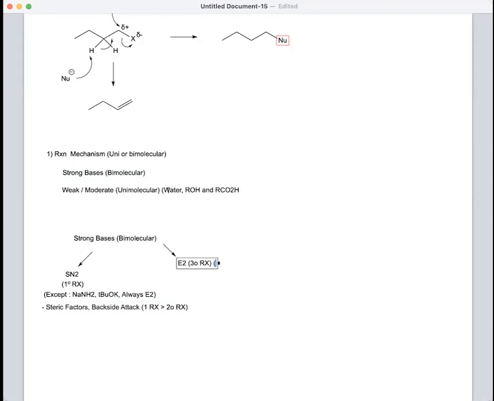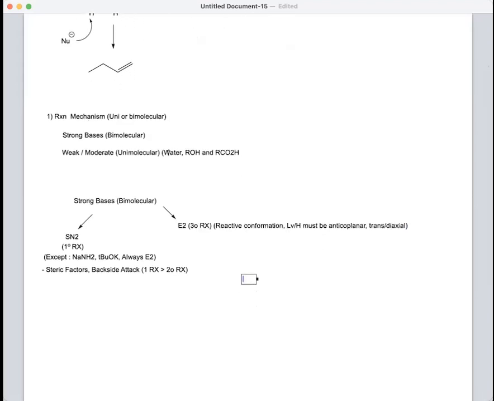Things that we need to know about E2, there is a reactive conformation, which means that the leaving group and the hydrogen must be anti-coplanar. So that's very important because that determines the stereochemistry of the final product, or if it's a cyclohaloalkane, trans-diaxial. So that's the reactive conformation for E2 reactions, and it forms an alkene. So that's the final product.